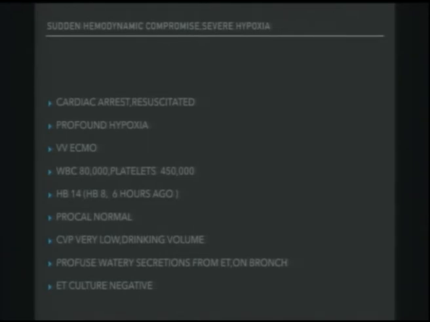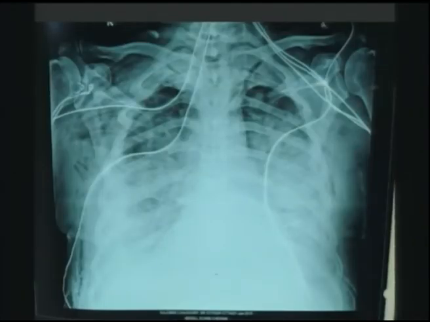His CVP was very low. He was drinking volume. You could pump in 3 liters and he had profuse watery secretions from the endotracheal tube on bronchoscopy. Didn't look like septic secretions. The gram stain was negative, and of course the culture was negative next day. And his X-ray looked like this, clearly florid. You can call it whatever you want, graft dysfunction, pulmonary edema.